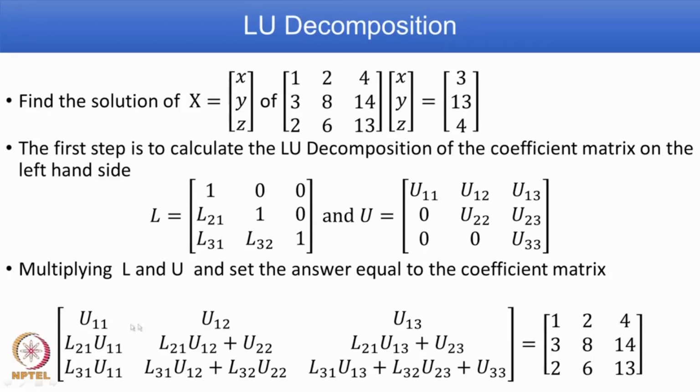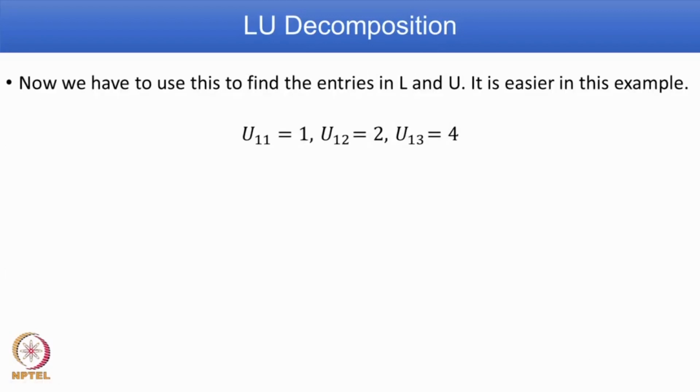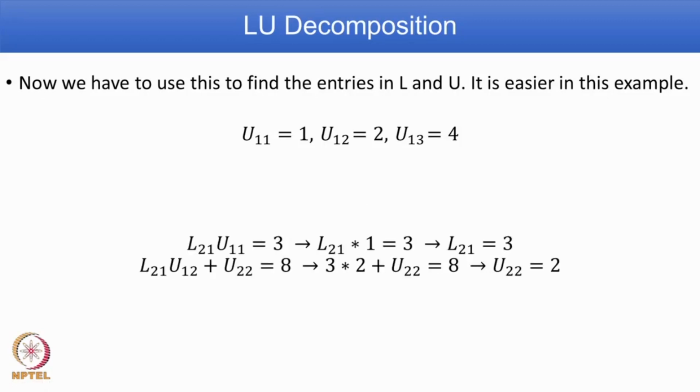Now, all that we do is set up equations. We have to use these to find the entries in L and U. It is easier in this example, however, it is good to understand. So, u11 directly gets a value of 1, u12 gets a value of 2, and u13 gets a value of 4. Now, we write equations for the other entries. So, L21 u11 is equal to 3. If you substitute u11, you get the value for L21 as 3.